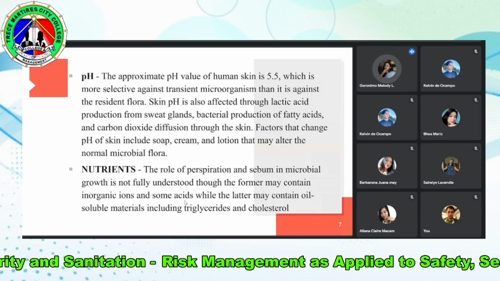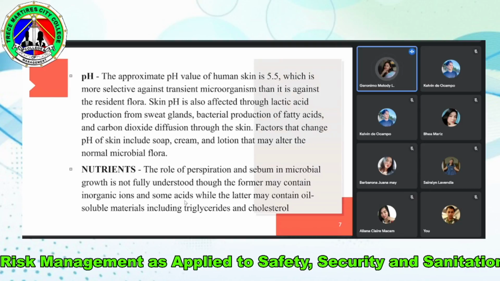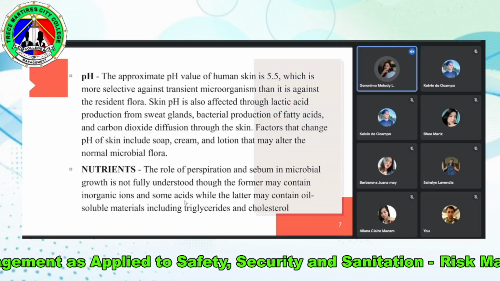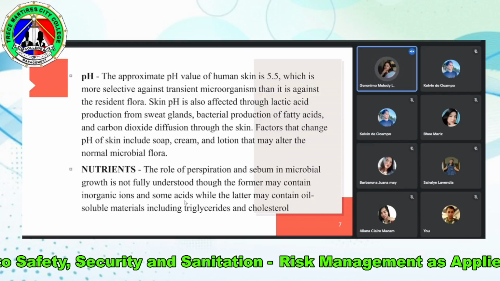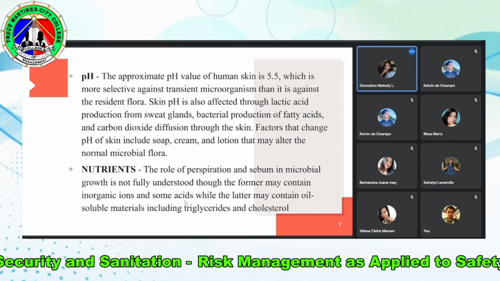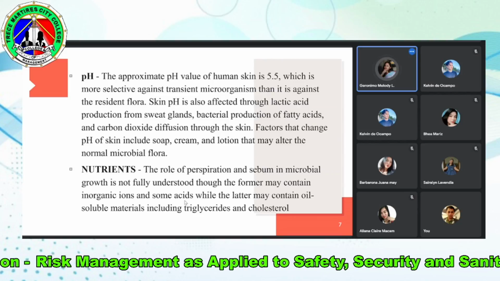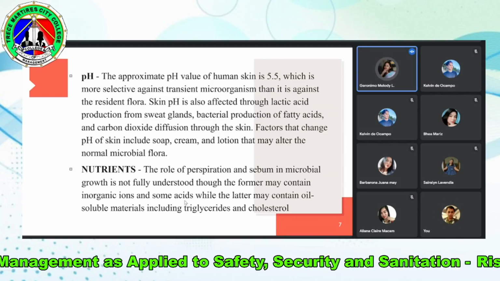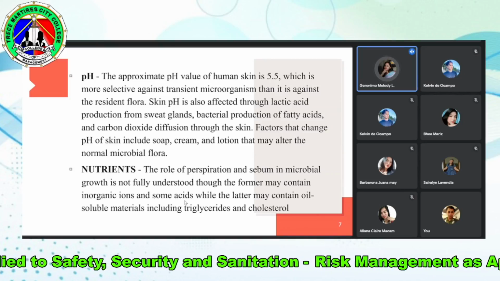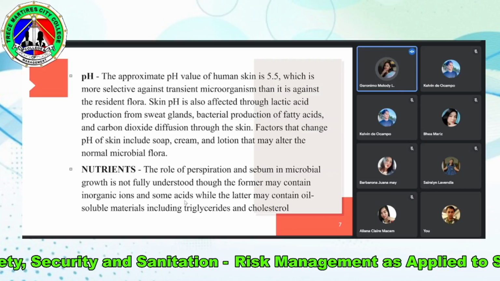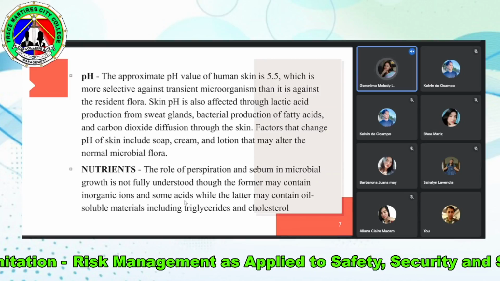So the next factor is pH. So the approximate pH value of human skin is 5.5, which is more selective against transient microorganisms than it is against the resident flora. So skin pH is also affected through lactic acid production from sweat glands, bacterial production of fatty acids, and carbon dioxide diffusion through the skin. So factors that change the pH of skin, including soap, cream, and lotion, may alter the normal microbial flora.